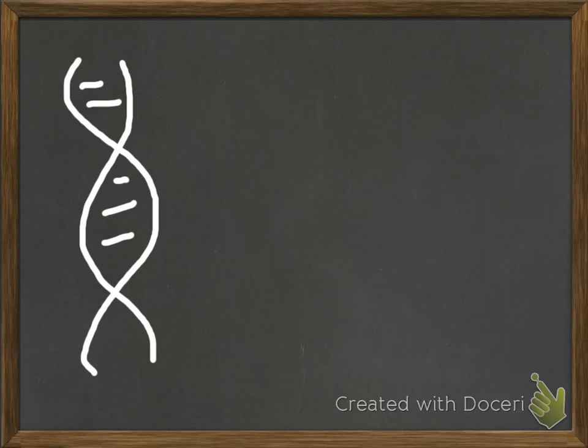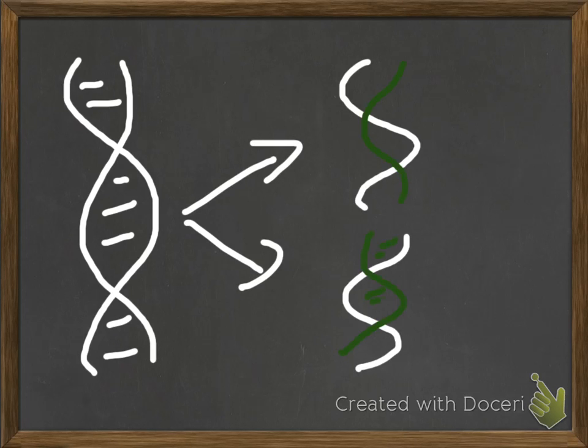Here we have a parent DNA strand. Now, what happens is this parent DNA strand will divide into two daughter DNA strands.